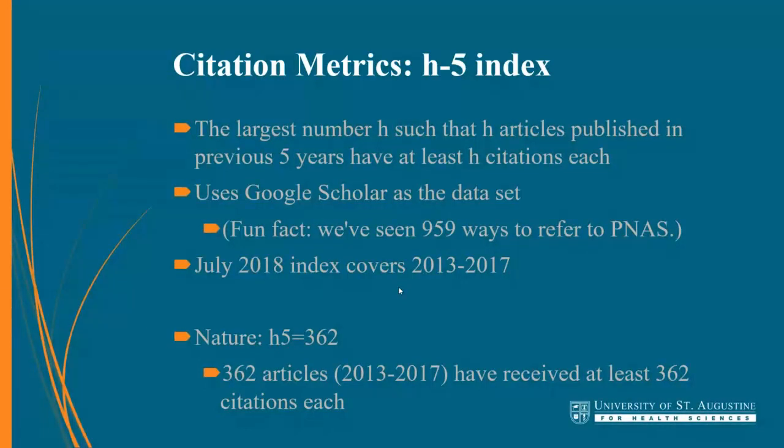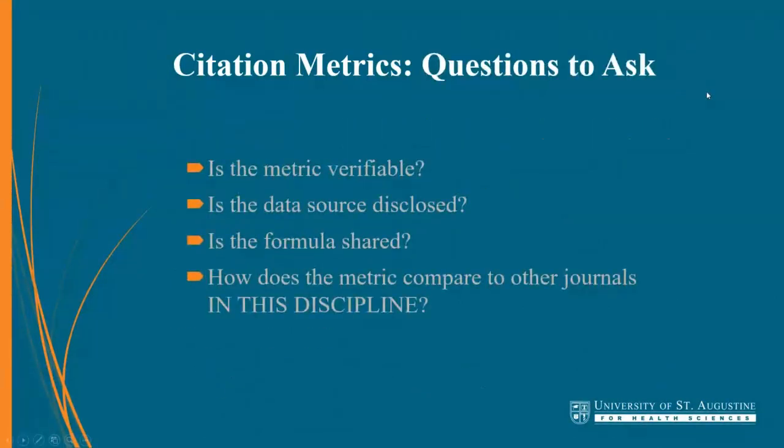Okay, and again, that's for the previous 5 years. That's why it's called H5. Other journals will do an H2 or an H10. The H5 would be published in July of 2018, and that would cover the previous 5 years, so 2013 to 2017. So those are two pretty typical examples of how those metrics are calculated.